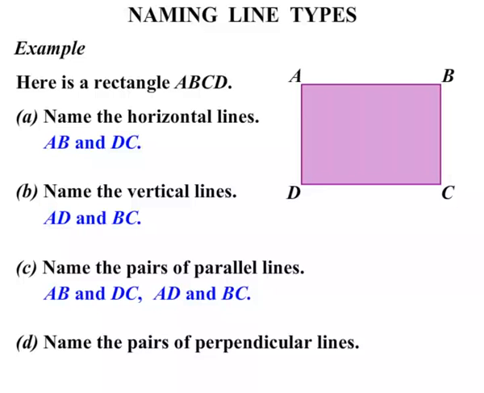Name the pairs of perpendicular lines. Perpendicular, they meet at right angles at 90 degrees. Well, let's consider this top line firstly, the AB line. And this line here, notice that that angle is 90 degrees. So that line there, AB and AD, they're perpendicular.